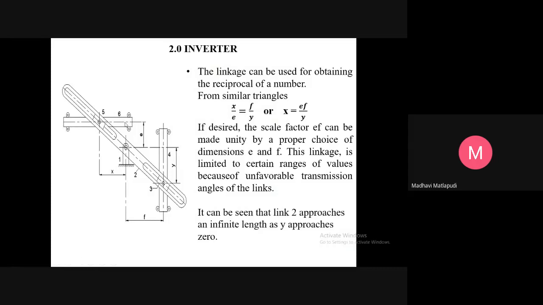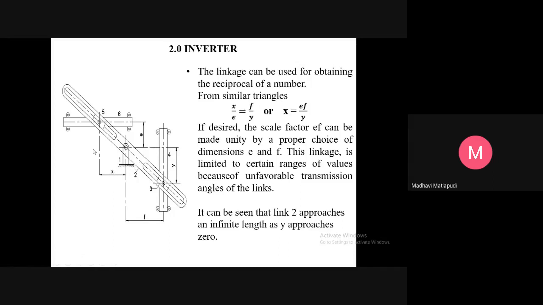The constraints of this mechanism are: link 1 is fixed, and the distance between the horizontal axis and the pivot center E is also fixed. Similarly, the distance between the axis of this ram and the pivot center F is also fixed. So E and F are fixed. Now to obtain this reciprocal operation, let X be the input, that is the distance traveled, then Y will be the output. So our aim is to obtain the reciprocal of these two variables.